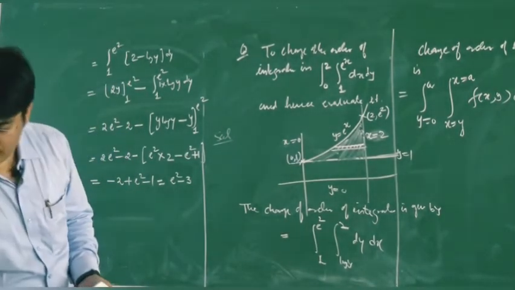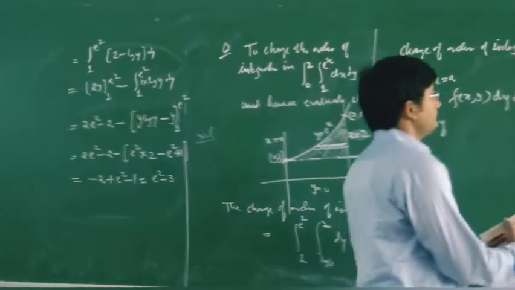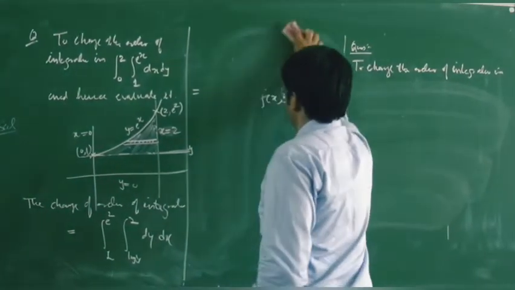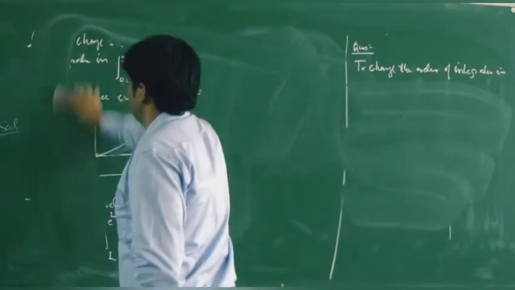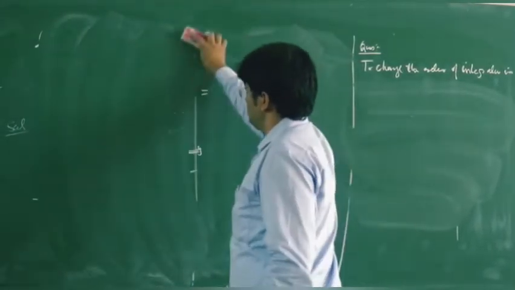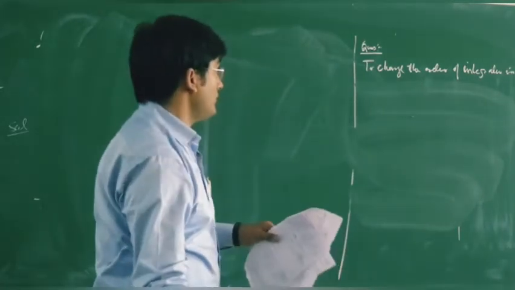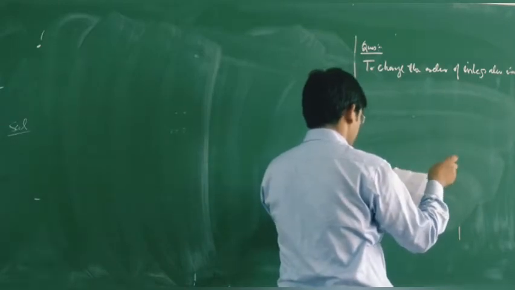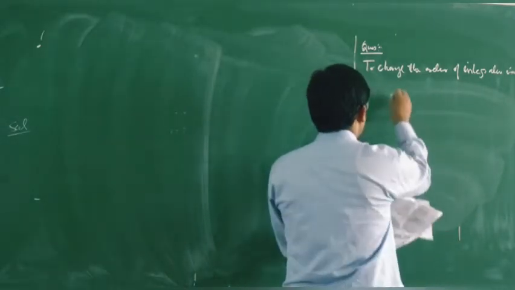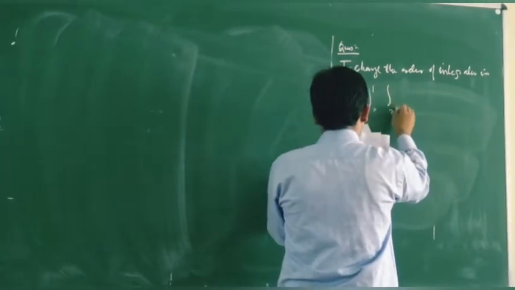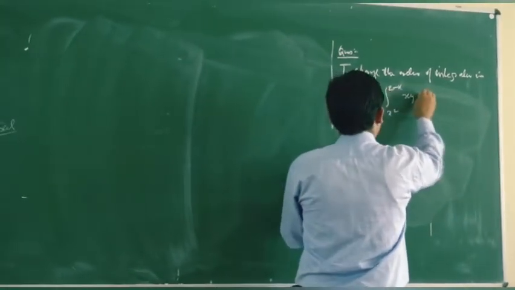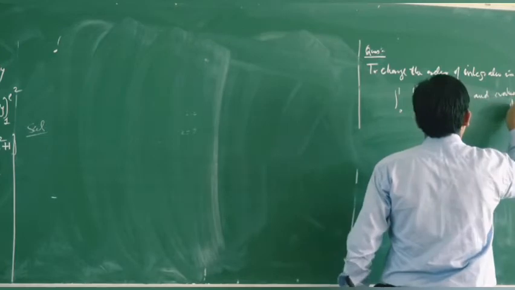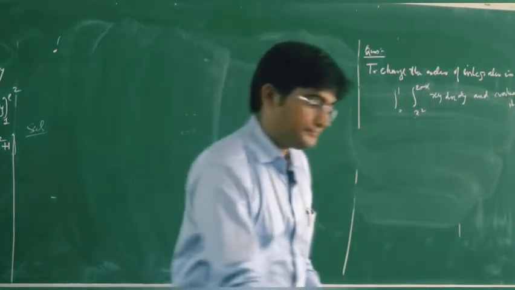Then let us change the order of integration in the double integral. Now let us change the order of integration in the double integral from 0 to 1, then we have x squared to 2 minus x, xy dx dy, and then you have to evaluate this double integral.